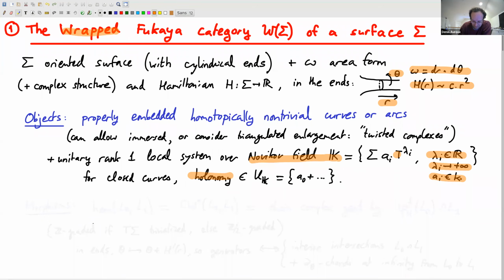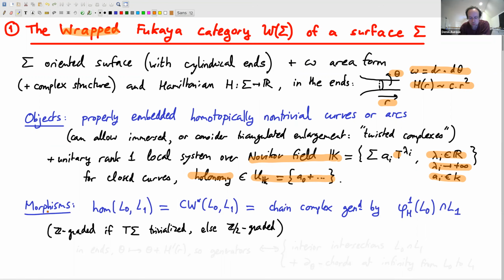All right. So then the local system is asked to be unitary, which means the holonomy is the unitary part of a Novikov field. These are things of valuation 0, which means the leading order term is actually a constant term of exponent 0. So if you want, these are the invertibles of a Novikov ring.